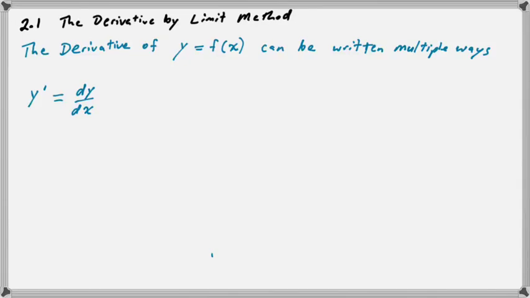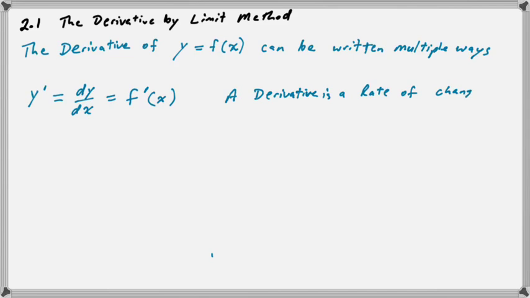Okay, I'm talking about section 2.1, derivative by the limit method. The derivative of y equals f of x can be written multiple ways: y prime, dy dx, f prime of x. These all mean the derivative. Now, what is a derivative? A derivative is a rate of change.